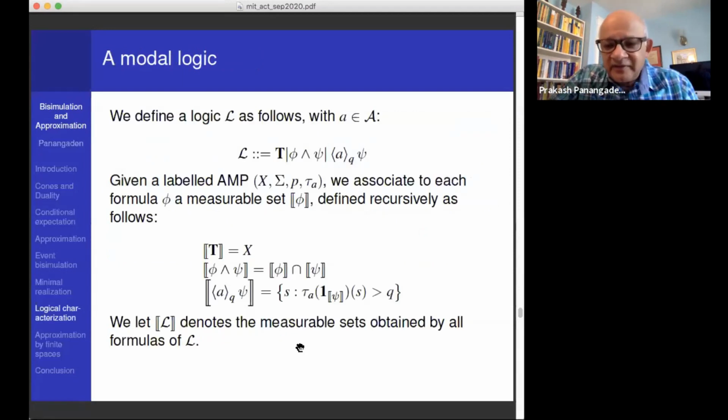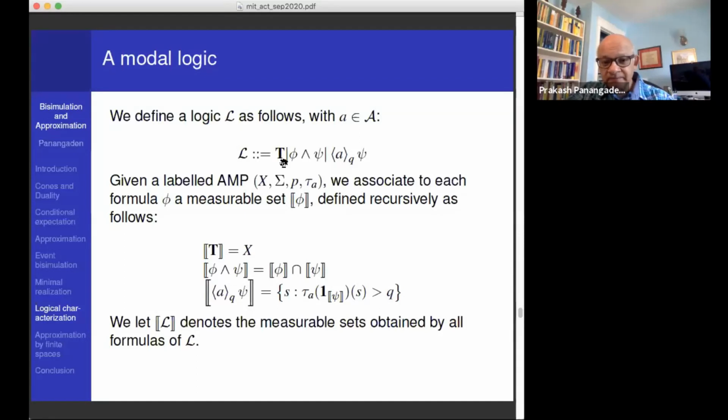Okay, so let me switch gears for a while, because what I'm going to say now seems like it has nothing to do with approximation or bisimulation. So one of the things we did early on in this subject is prove a logical characterization theorem. So given a Markov process, we define a simple modal logic written like this. So this is an inductive definition of the logical formulas.